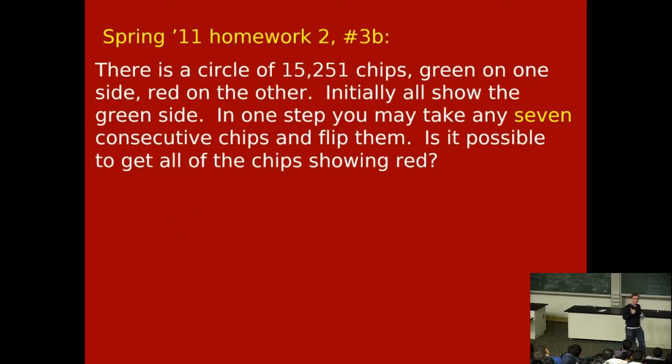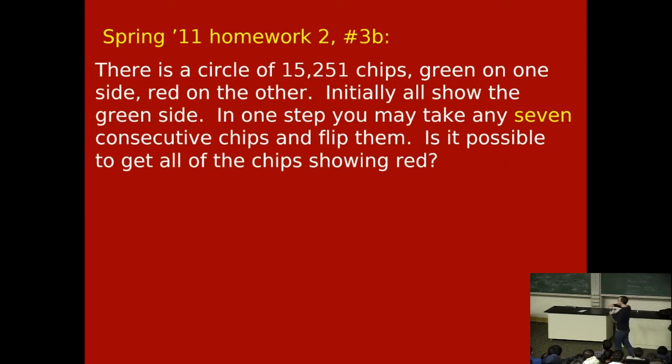Okay, then there's a part B to this problem, which is the same question, but where you're flipping 7 consecutive chips. Now you actually see the old argument doesn't work, because if you flip 7 chips, let's say g of them were green. Then 7 minus g of them will be green after the flip. But if g is odd, then 7 minus g is even, and vice versa. So actually, every time you flip 7, it does change the evenness or oddness. So that old argument doesn't work, and maybe it is possible.